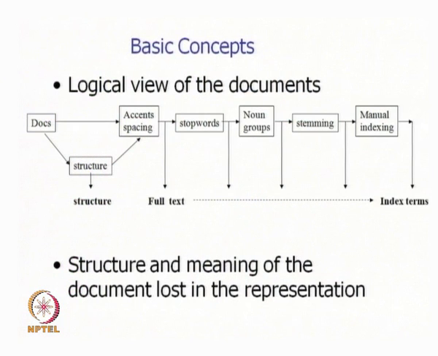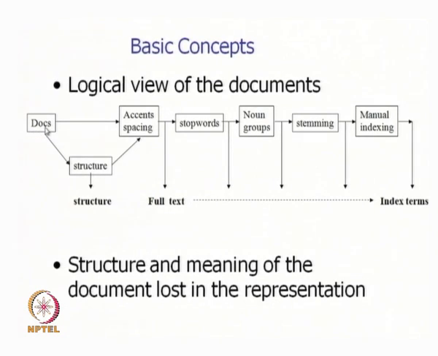Then we find that there is this manual indexing. Manual indexing takes the stems and essentially creates a very large array of words which point to the documents that contain them. This is also called inverted indexing. We are going to discuss all this in detail. Now, when the query processing happens, stemming happens, paragraph tags, etc. are removed, then we can see that the structure and meaning of the document is lost in the representation. So, this is a very important point to note.